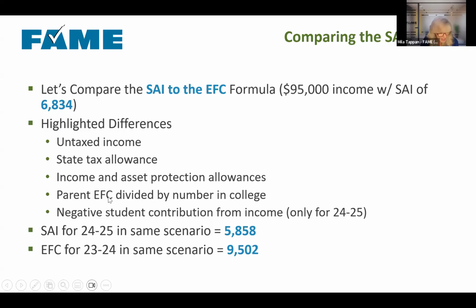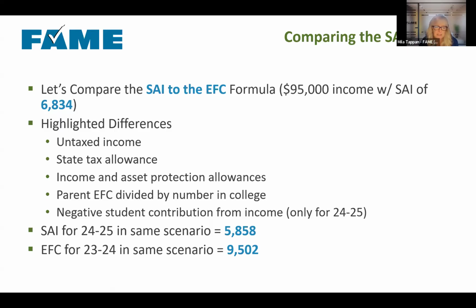This is a biggie, and I know people hate it. The family that had multiple kids in college when the formula was the EFC formula, that was divided by the number in college. That does not happen with the SAI formula. And then last year, there was this interesting thing that happened, which was a student could have a negative 1,500 SAI from income. In the student scenario that we just went through, we set that to 0 because we were told to, but last year they were able to have a negative 1,500 SAI, which reduced the parent SAI because it took the parent and subtracted out that negative for the student.